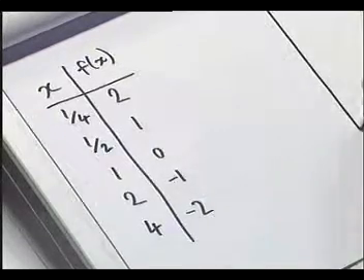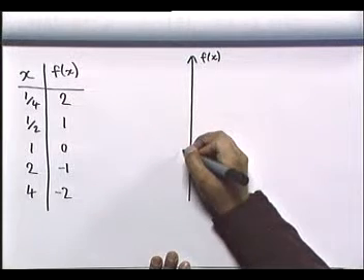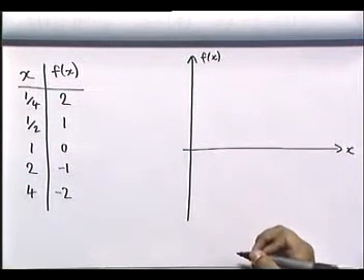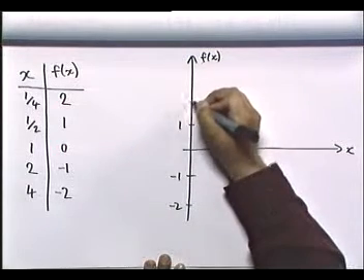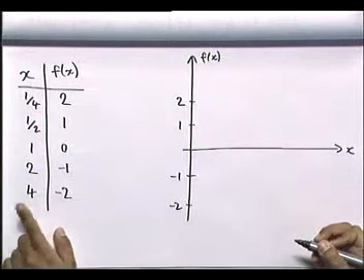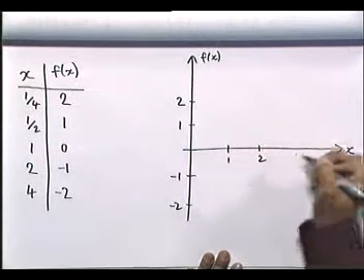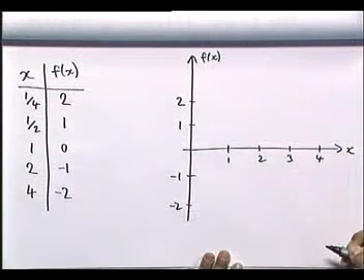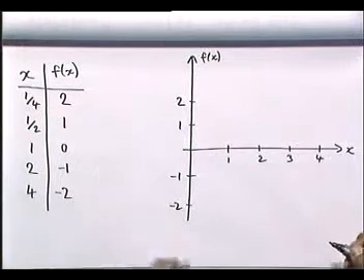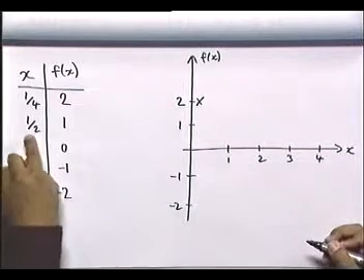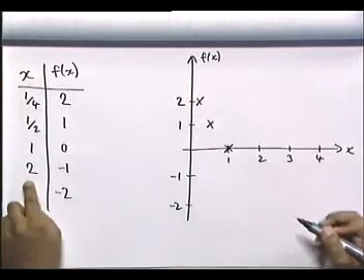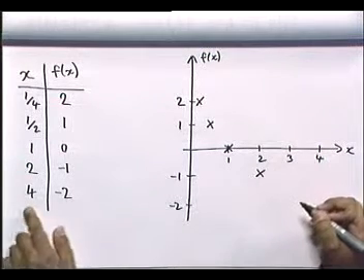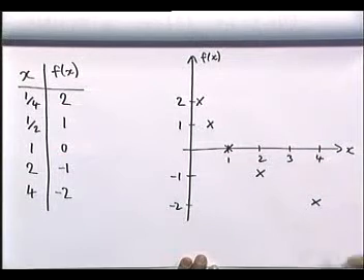So let's plot these points. So first of all, some axes, f of x and x. So vertically we need to go from -2 to +2. So no problems, -1, -2, 1, and 2. And horizontally we need to go all the way up to 4. So 1, 2, 3, and 4. Let's plot the points. 1/4 and 2. 1/2 and 1. 1 and 0. 2, -1. And 4 and -2. As before, I'm going to try and draw a smooth curve through these points.